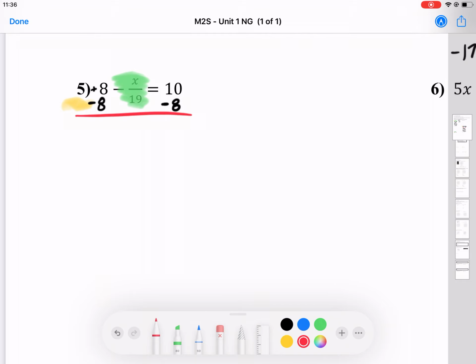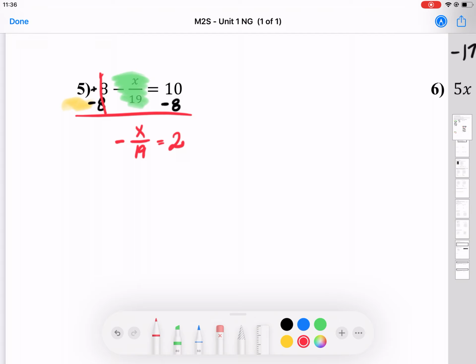So that gives us, that cancels. We are left with -x over 19, let me write that so it looks exactly like the other one. So we have x over 19 with a little negative in front. 10 minus 8 is a positive 2. Now, this one is a little tough because of that negative.